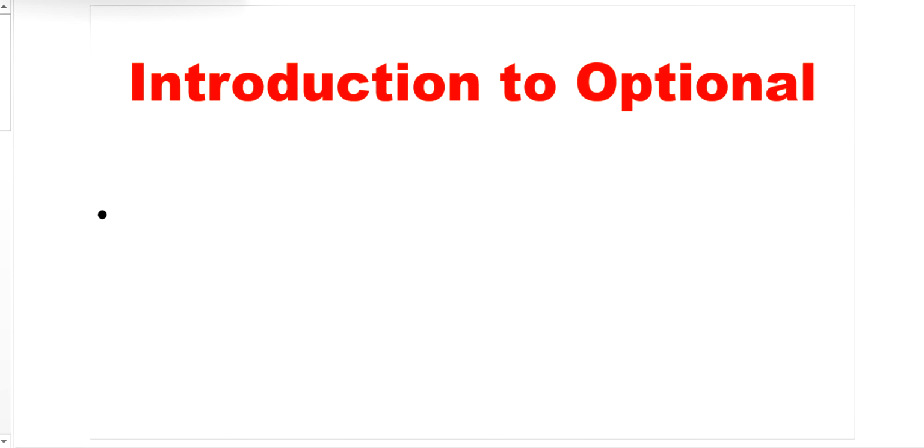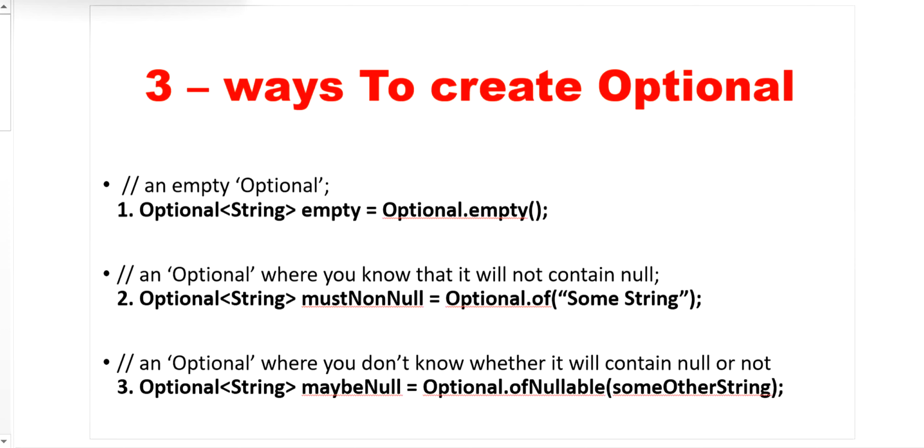As we know, there are three ways to create an Optional: using the Optional.empty method, Optional.of with some string, and Optional.ofNullable. If we know the object does not contain a null value, then we can go for the Optional.of method. If we have doubt it may or may not be null, then we can use the Optional.ofNullable method to create an Optional object. And if we just want to create an empty object, then we can go for the Optional.empty method.